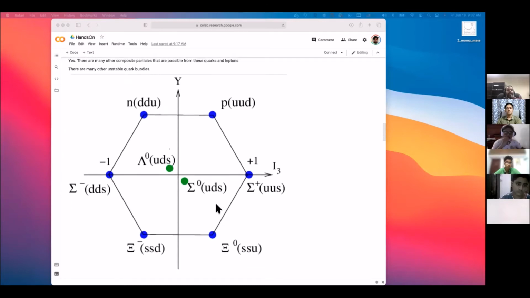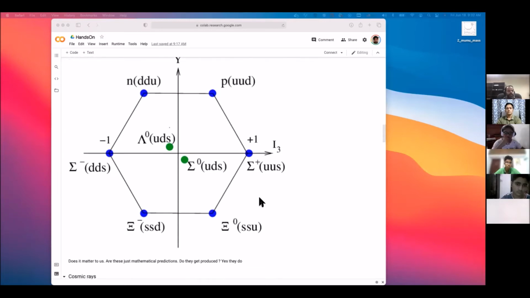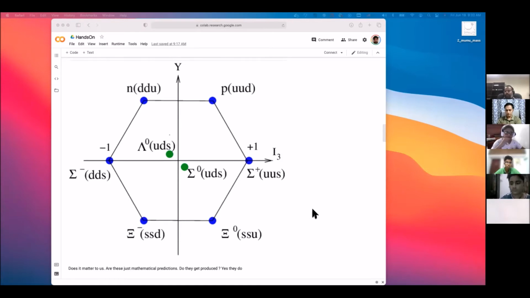So likewise, there are other particles. This particular funny looking organization of particles was first done by someone called Murray Gell-Mann. I believe there are eight particles here. Yeah, 1, 2, 3, 4, 5, 6, 7, 8. So for that reason, it's called the eightfold way.